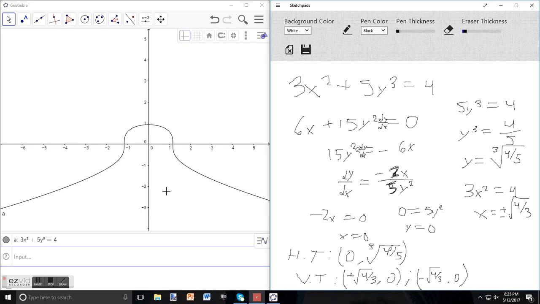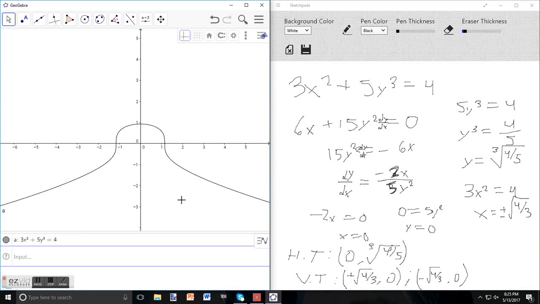So this is a useful tool in calculus: deriving implicitly, and then setting the numerator to 0 to find horizontal tangents, and the denominator equal to 0 to find vertical tangents.